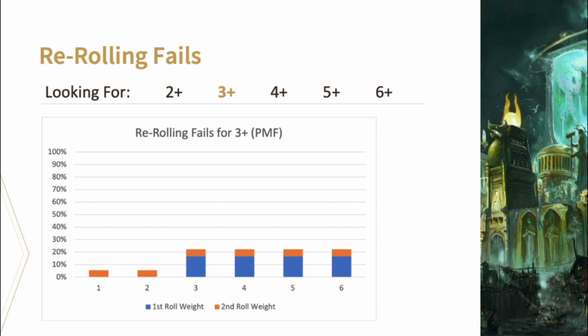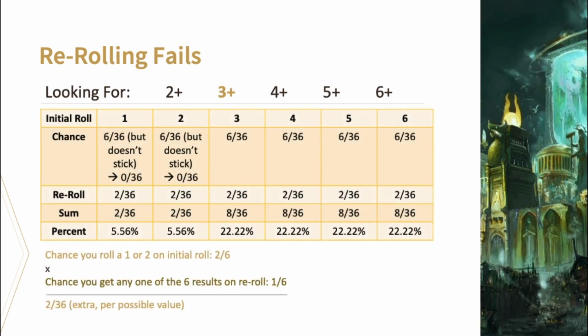In the graphs here, I've gone ahead and shown the difference between a successful roll on the first attempt seen in blue versus the extra likelihood due to the reroll, once again in orange. If you prefer to see how this works out in chart format, I've included that here as well. In the first row, you have the chance of keeping a given value that happened on the first roll, given that you're looking for a 3 plus.